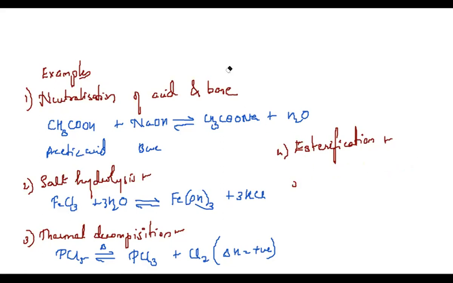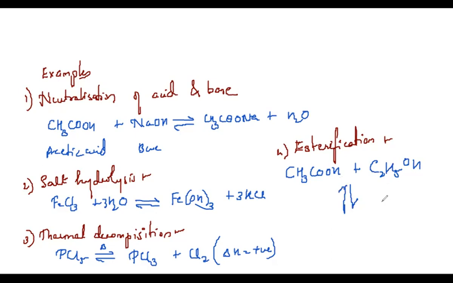I'll write this reaction once again. Okay, so here CH3COOH plus C2H5OH. So what type of reaction is it? It is a reversible reaction, which gives me what?